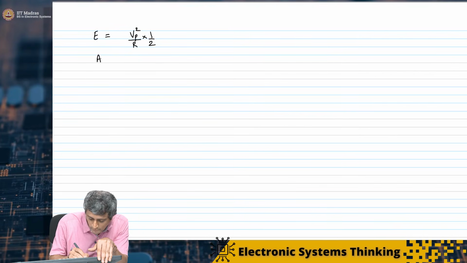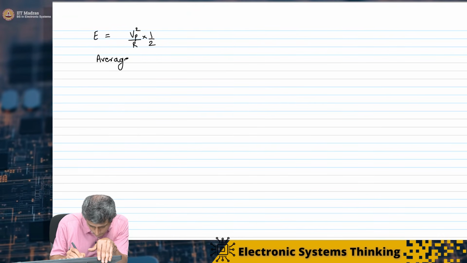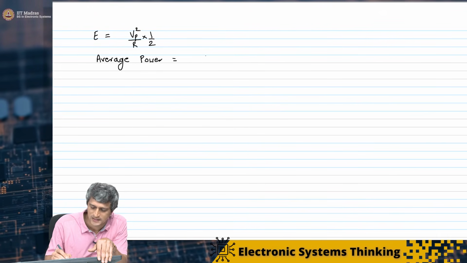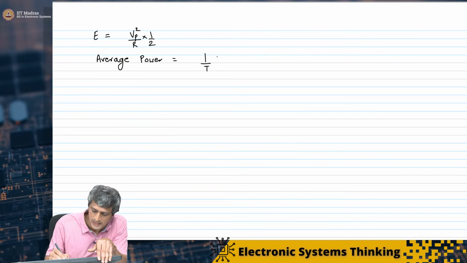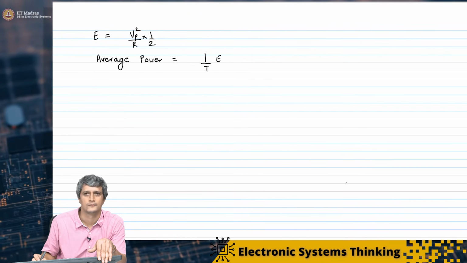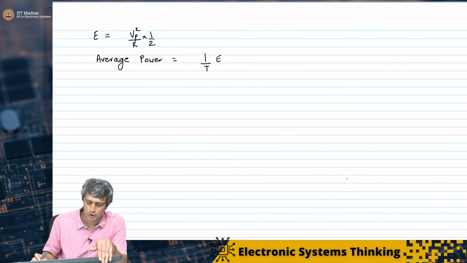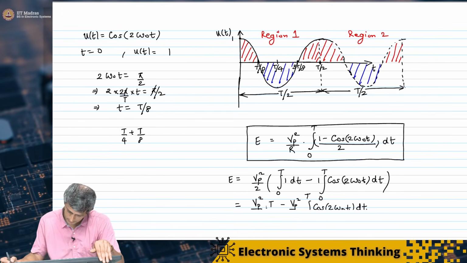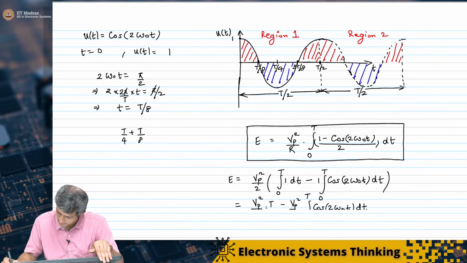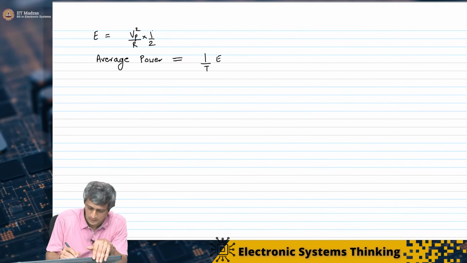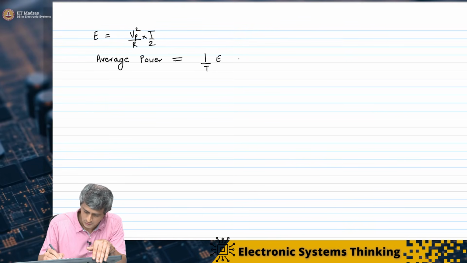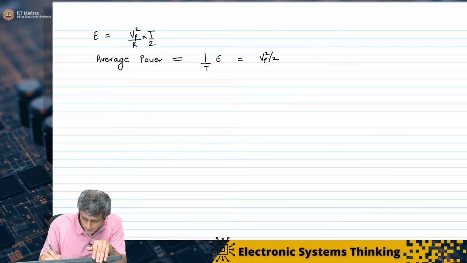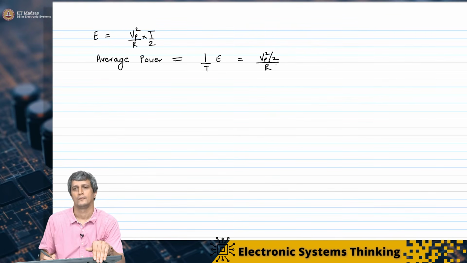therefore the average power in one cycle is simply going to be division by T into this. So you can divide by this particular value, sorry, this is not 1 by 2, it is T by 2, yeah, T by 2. So if I simply divide by T, I will get Vp squared by 2 divided by R.